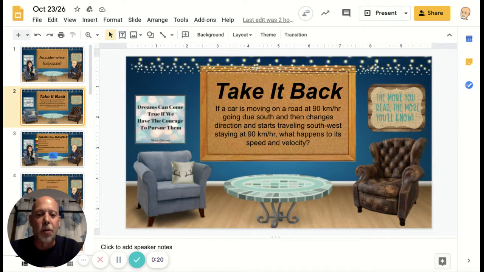If a car is moving on a road at 90 kilometers per hour, going due south, and then changes direction and starts traveling southwest, staying at 90 kilometers per hour, what happens to its speed and its velocity? If you said the speed stayed unchanged and the velocity changed direction, you would be correct.